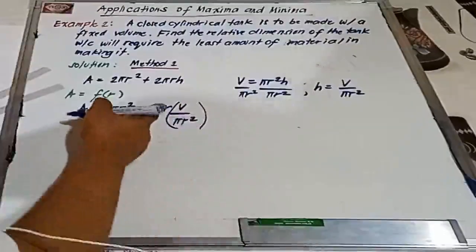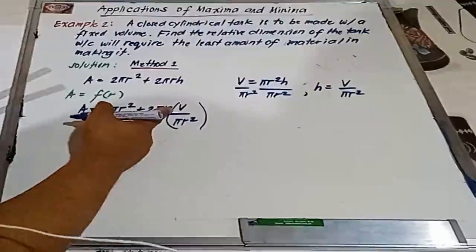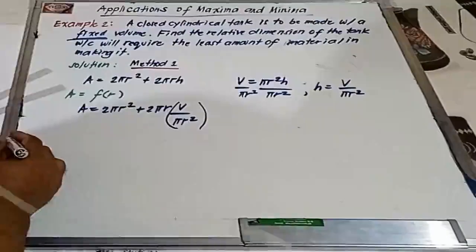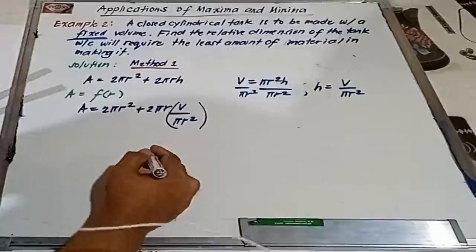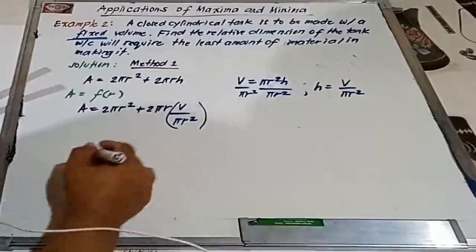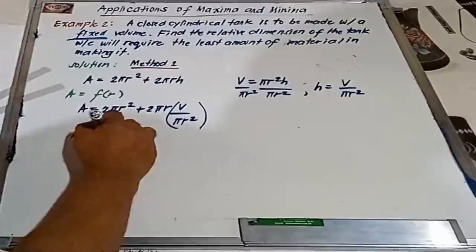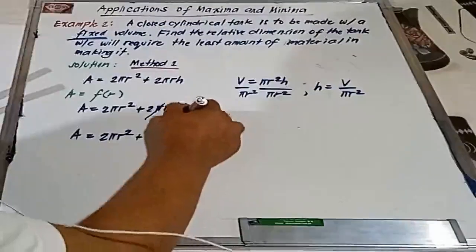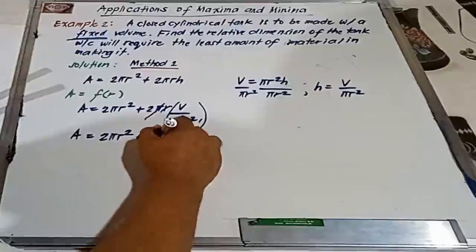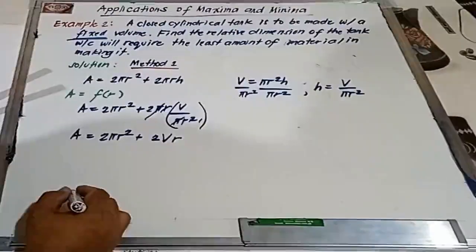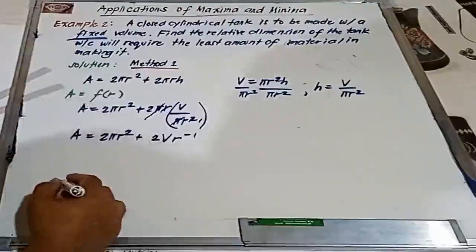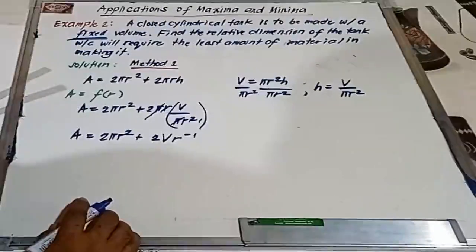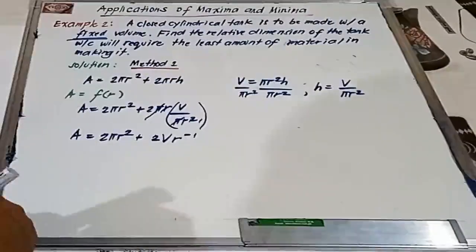So mapapansin nyo, may another tayong letter dito involved, which is V. Walang problema yon kasi V is not a variable. Constant siya. Okay? So, okay lang yon kasi if we get the derivative of V, that is equal to 0. Okay? So, we have A equals 2 pi r squared plus, cancel yung pi, cancel yung isang r, so we have 2V r to the negative 1. Tinaas ko na. So, we have A is a function of r na. Okay? So, kunin natin yung derivative.